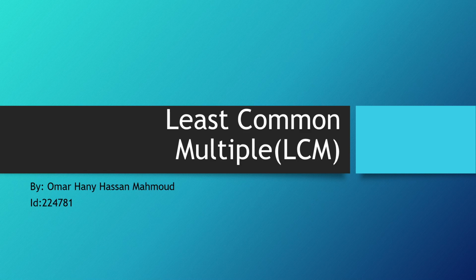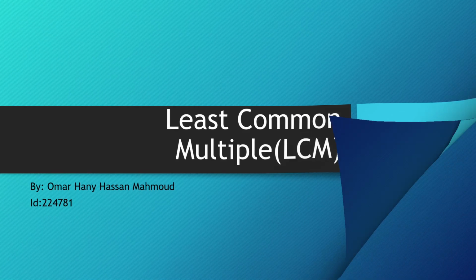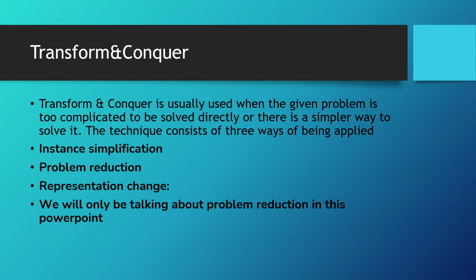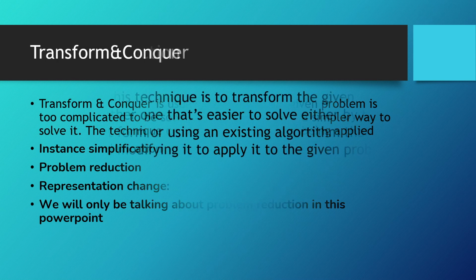I will be explaining the least common multiple, or LCM. Least common multiple belongs to the transform and conquer strategy. Transform and conquer is usually used when the given problem is too complicated or there is a simpler way for it to be solved. It consists of three techniques: instance simplification, problem reduction, and representation change. We'll only be talking about problem reduction.